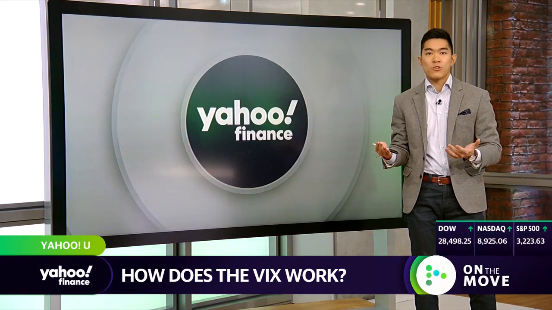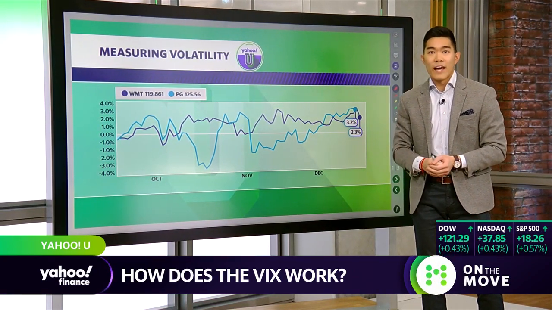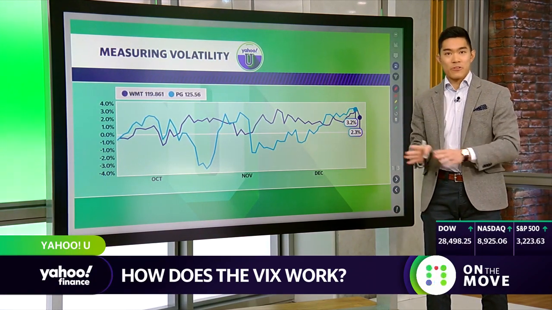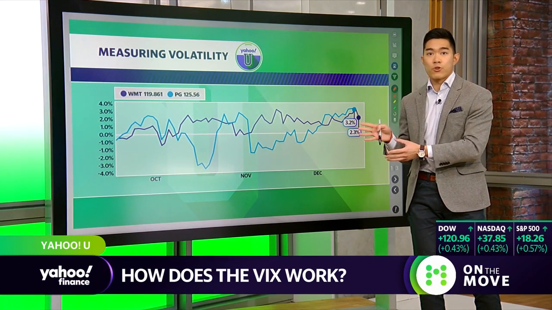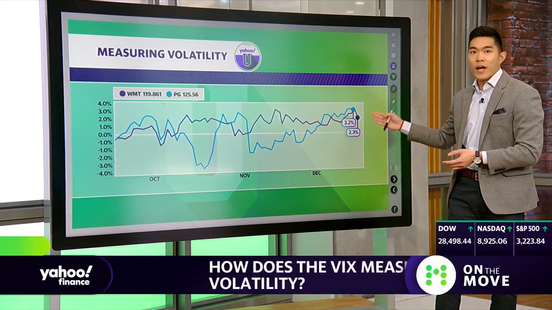Now, here's an example. So we have a 3-month chart here of two stocks, Walmart, which is the purple line, and Procter & Gamble, which is the blue line. Now, keep in mind, this snapshot was taken some time ago, so the prices have moved since then. But as of the time that this was taken, the two stocks were trading pretty close in terms of movement over the 3 months, somewhere between 2 and 3%.